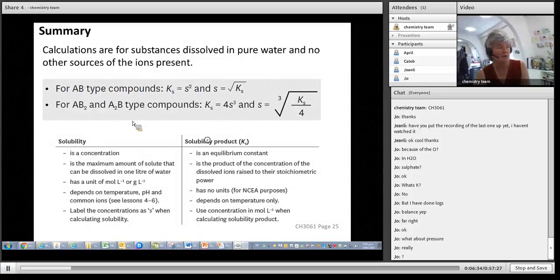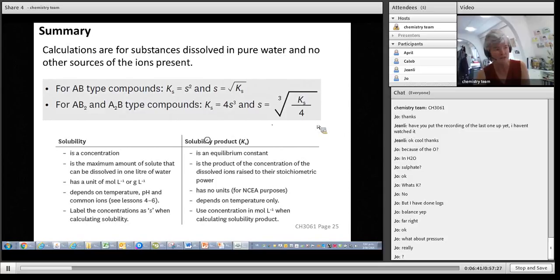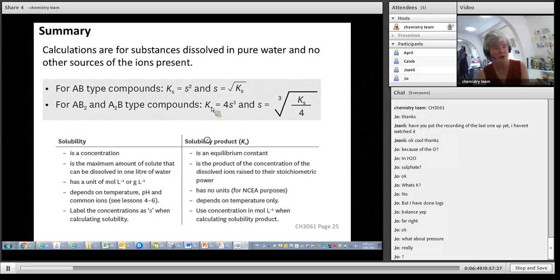So when I've got those types of salts, then I use this quick shorthand method. I take my solubility, cube it, and multiply by 4 to work out the solubility product. Or if I want to work out the solubility, I take my solubility product, divide it by 4, and then I take the cube root. So you need to know how to do a cube root in your calculator.